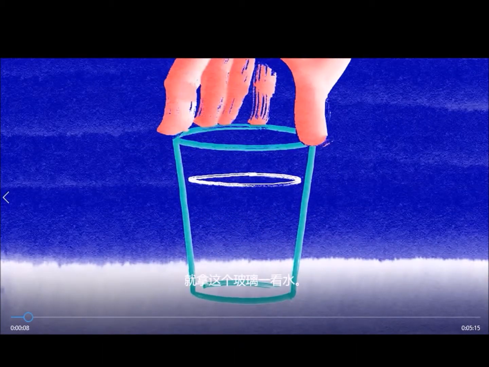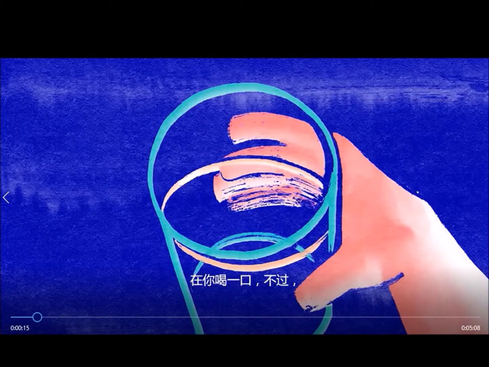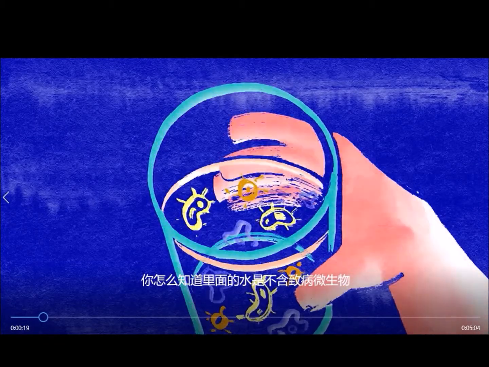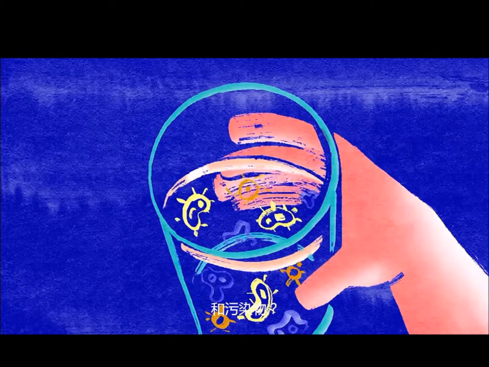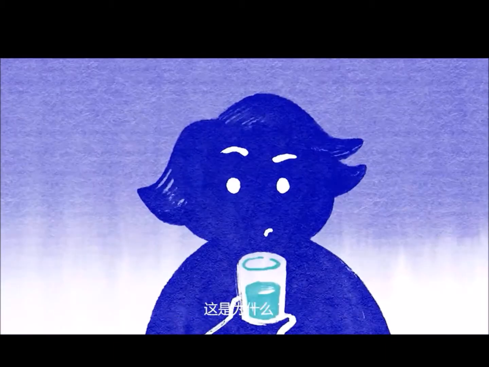Take a look at the water in this glass. Refreshing, hydrating, and invaluable to your survival. Before you take a sip, though, how do you know that the water inside is free from disease-causing organisms and pollutants? 1 out of 10 people in the world can't actually be sure that their water is clean and safe to drink. Why is that?